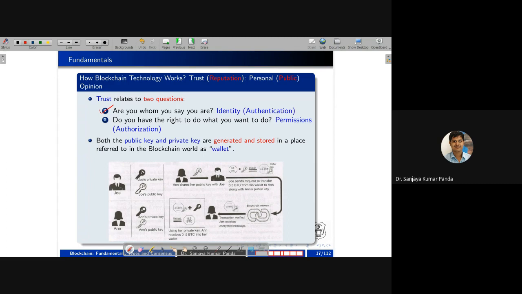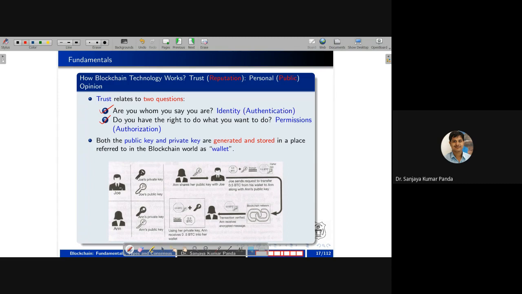Authentication can be done by using a username and password, or you can say a public key and a private key. The second question related to trust says, do you have the right? Suppose there is some transaction you want to make, but do you have the right to do what you want to do? That requires permission, which we call authorization.